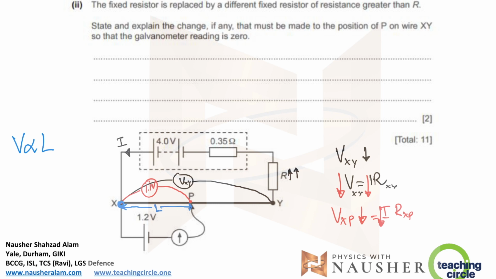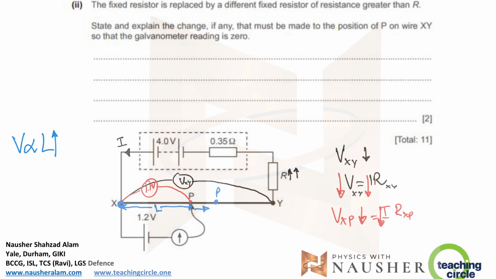What's the problem right now? This is 1.2 and this is 1.1, so this is not 0. You want this reading to go to 1.2 so that this reading can be made 0 again. So, if voltage is proportional to length, I want 1.1 to go back to 1.2, so I should increase the length, right? By increasing the length, what do I mean? You should move the wire this way. So point P should be moved here. So the length should increase. It should move away from X so that the galvanometer can become 0 again.